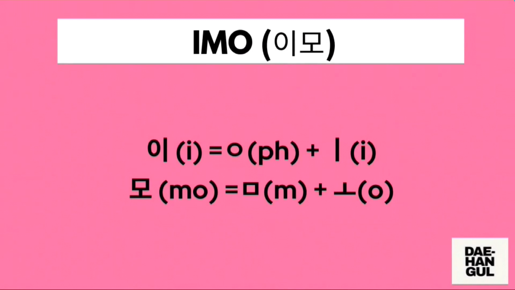How do we write imo in Hangul? Let's start with the first syllable. First, we need to draw a no sound or a placeholder iyang followed by an e character. And then for the second syllable mo, we need to draw first a miyam character followed by the o character. And then we just have to combine the Hangul for each of these two syllables to form the Hangul of the word imo.